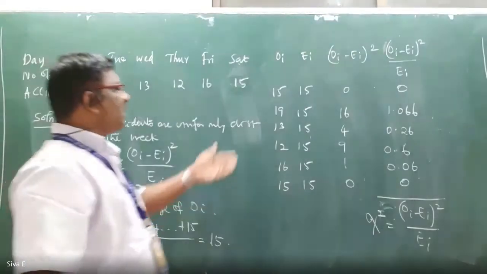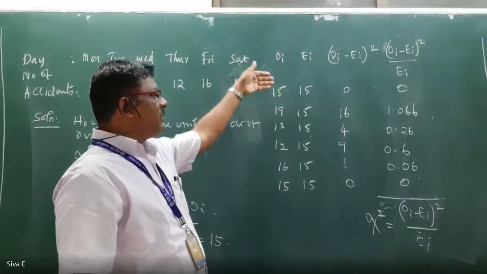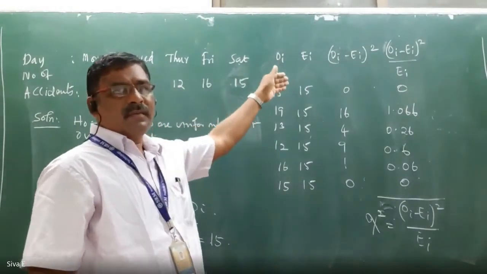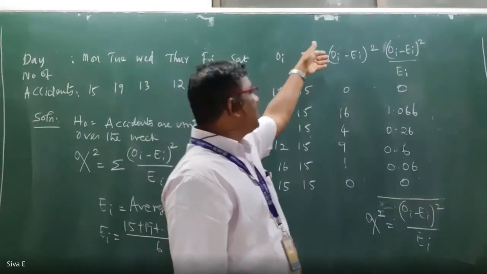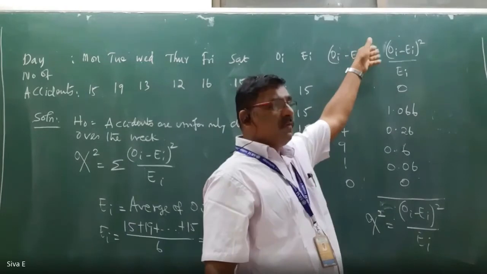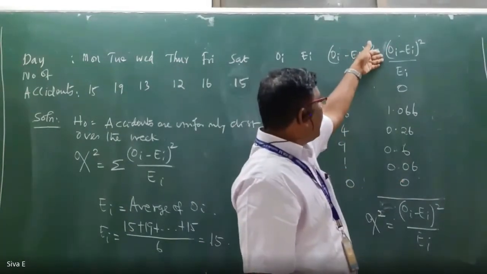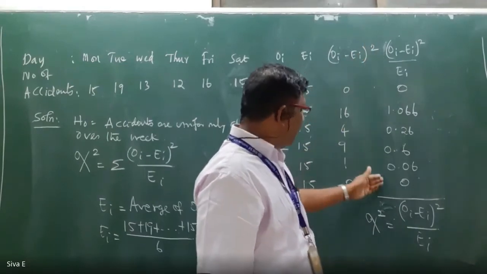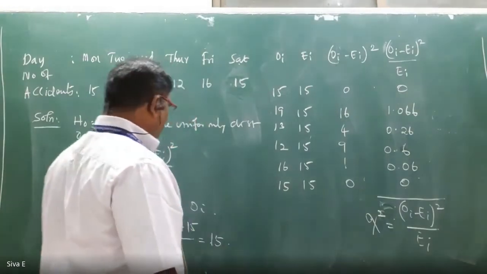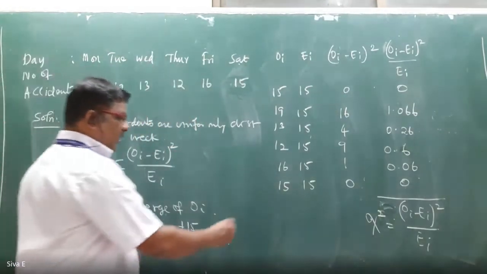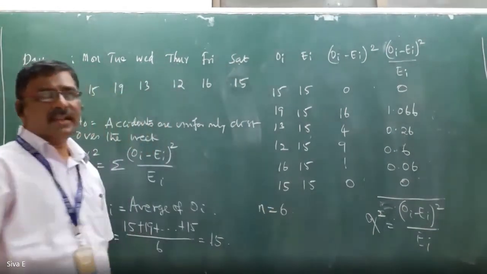See, for all the problems, you have to use the same table format. First one is OI, second one is EI, third one is (OI minus EI) whole square, fourth one is (OI minus EI) whole square by EI. When you add all the values in the fourth column, that is chi square. And then what is the number of classes here? 6 classes are there.